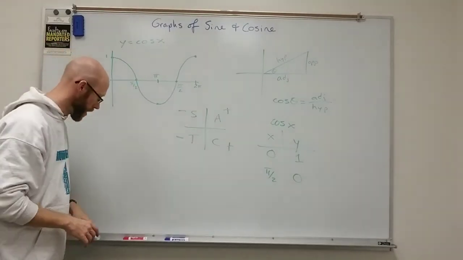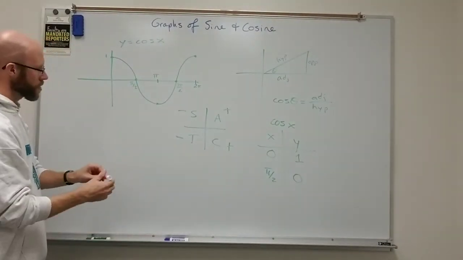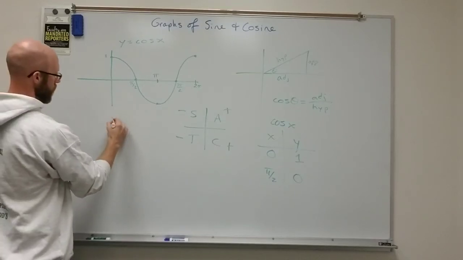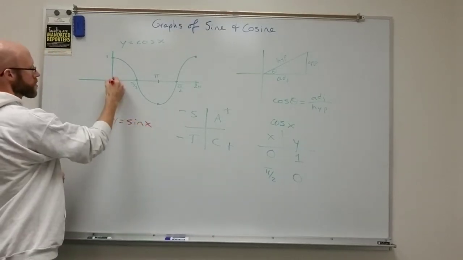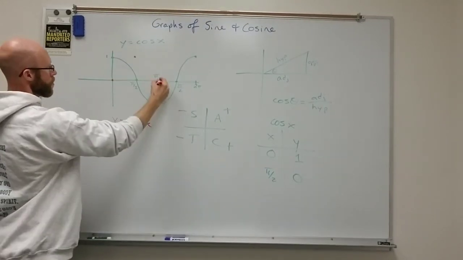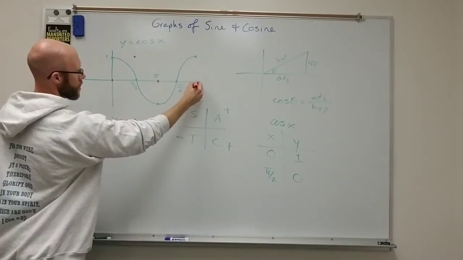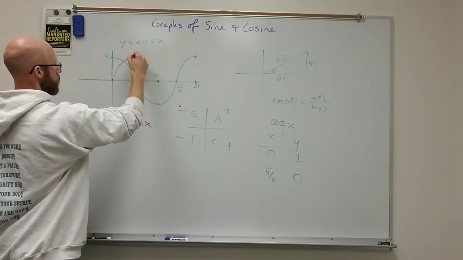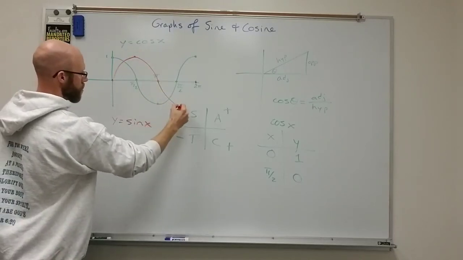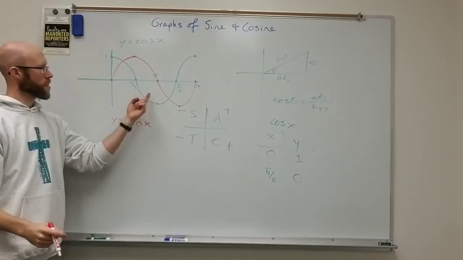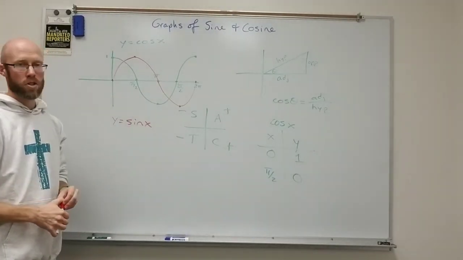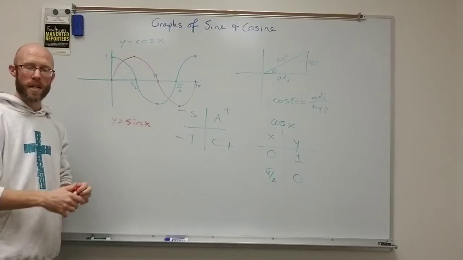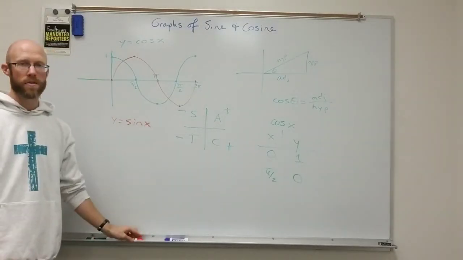Everything else is the same. And in fact, if you think about it this way, if I do the sine in red here, the sine would start at 0 and go up and then down and then down and then up. And what you'll find is that the cosine is just a sine shifted to the left by pi over 2 units, or 90 degrees. So it's a 90-degree shift to the left.